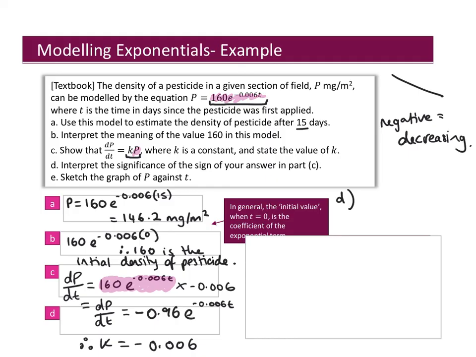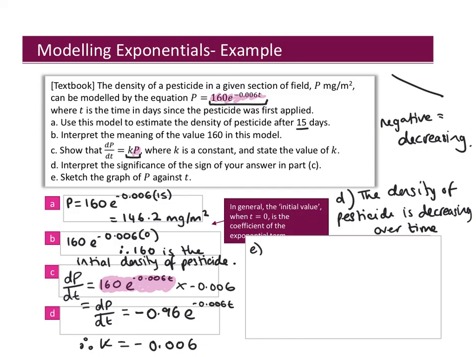So if you just put negative equals decreasing. Now let's think about it in the context of the question. It's talking about density of pesticide. So the density of pesticide is decreasing over time, yeah? So the density of pesticide is decreasing over time. Perfect.